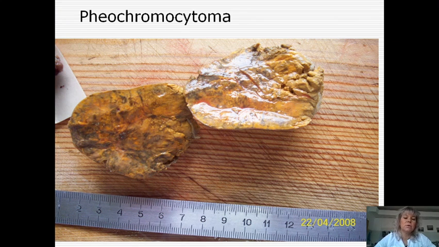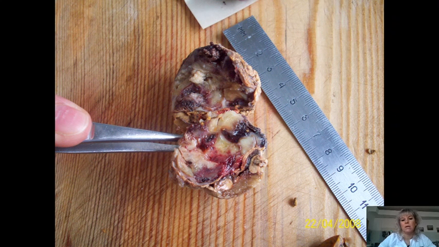In this photo you can see brown pheochromocytoma from the medullary zone. In this photo, adrenal gland cancer in the adrenal gland.